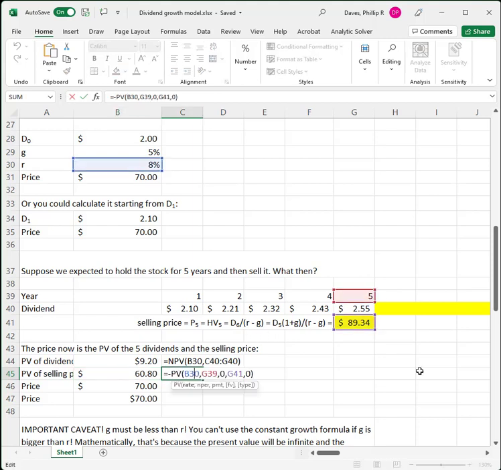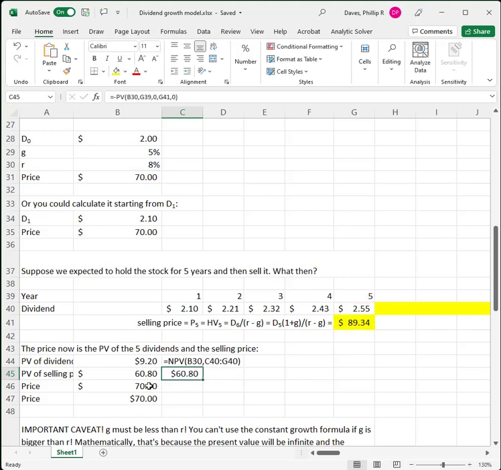Or you can use the PV function, where you have the 8% as the input for the rate. The number of periods is 5. There is no periodic payment, and you have a lump sum of 89.34, and then we have to change the sign of it because the answer is going to be a negative answer because the input is positive. And so I have to change the sign to make it positive. Either way, you get $60.80.